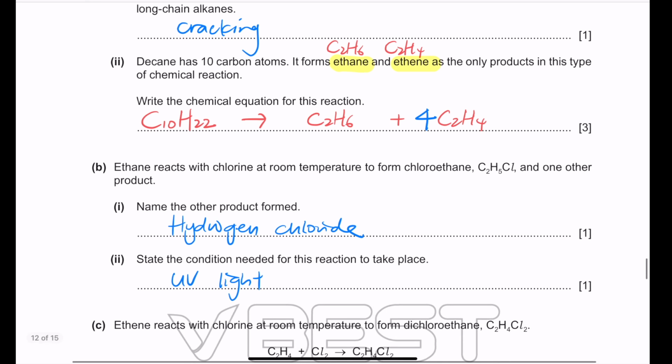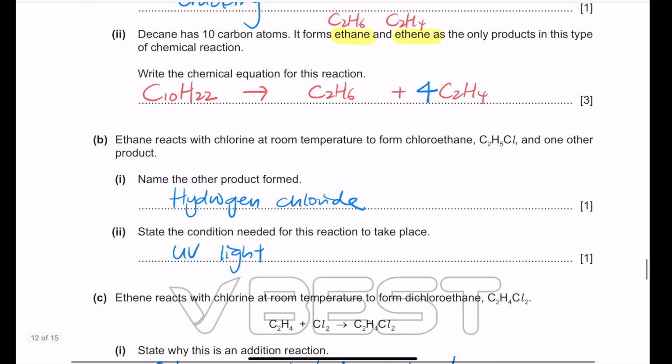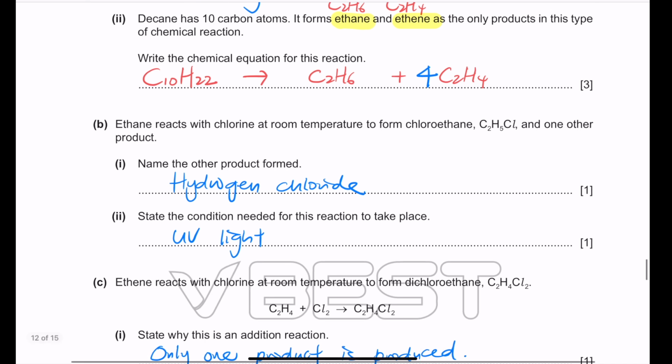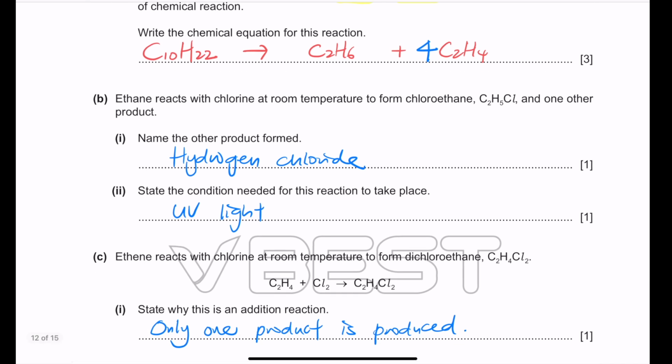And then, what is an addition reaction? Define the term addition reaction. A reaction that produces just one product. So it's called an addition reaction. It means all the reactants are added up together to form just one product.